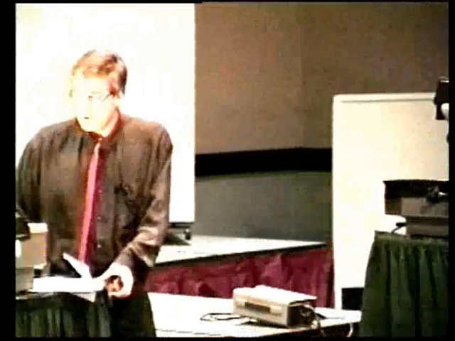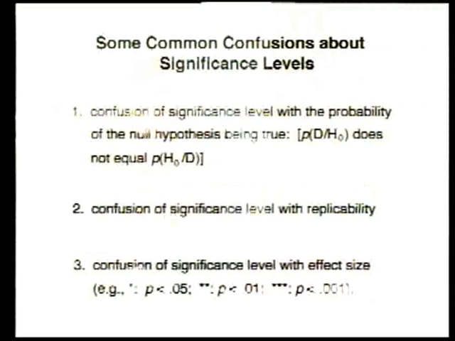So there are a number of confusions here about hypothesis testing, and they've been summarized in a number of articles by Jacob Cohen and other folks. Perhaps the most pervasive is the confusion of the significance level with the probability of the null hypothesis being true, and that's the one that I alluded to earlier. The confusion of the significance level with the replicability of the experiment, and also the confusion of the significance level with effect size, so that the smaller the obtained p-value, the larger the effect, or the more important the results must be. And all of these are fallacies.